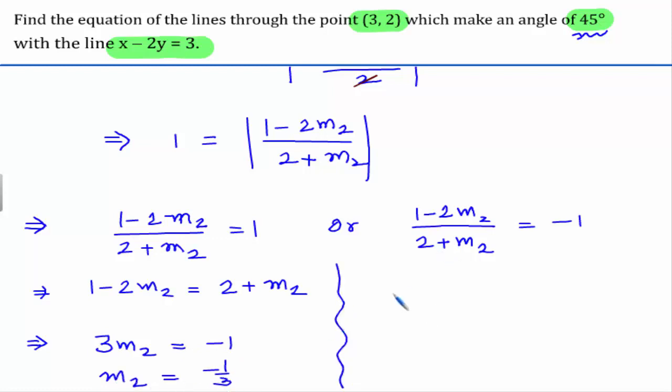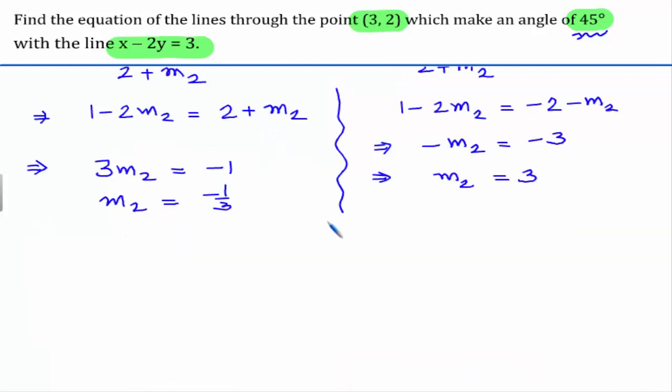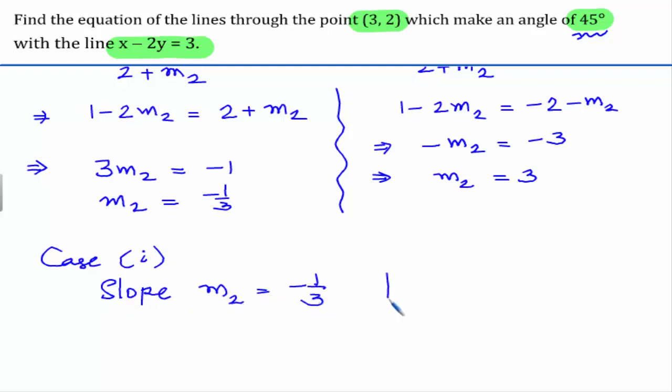Now let us find out the second case. 1 minus 2 m2 is equal to minus 2 minus m2. This will give us minus m2 is equal to minus 3. That means m2 is equal to 3. Now we got the two slopes. Now let us take case 1, that is slope m2 is minus 1 by 3 and the point is (3, 2).